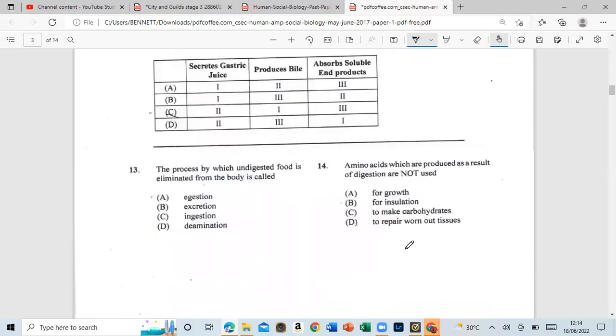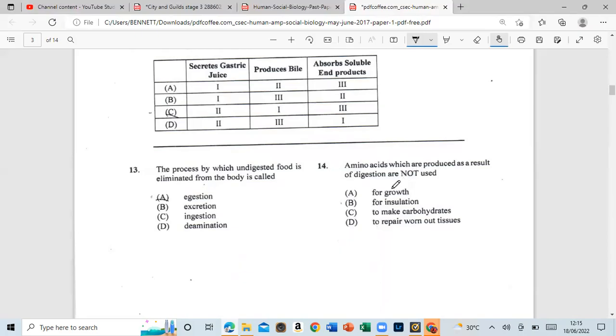All right, the process by which undigested food is eliminated from the body is called: is it digestion, excretion, ingestion, or elimination? The process by which undigested... all right, so it didn't say it's undigested. So that's digestion.